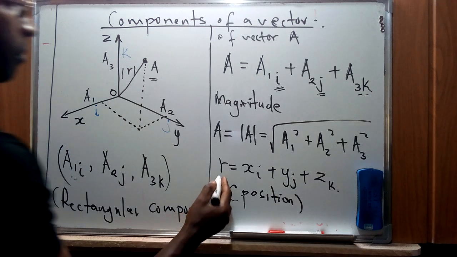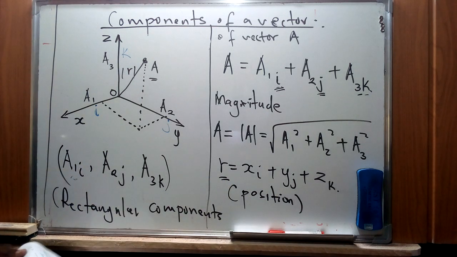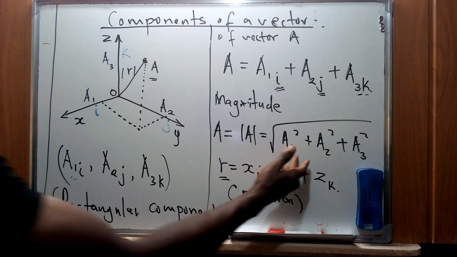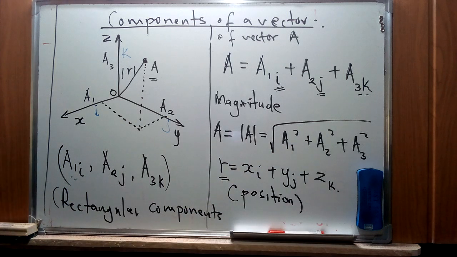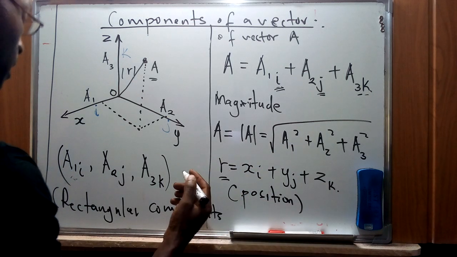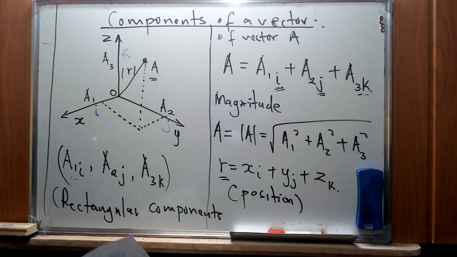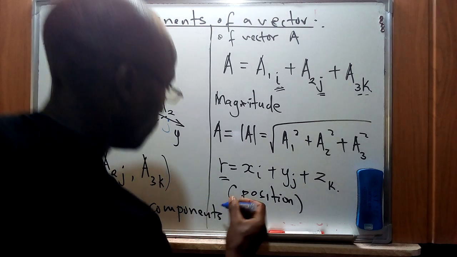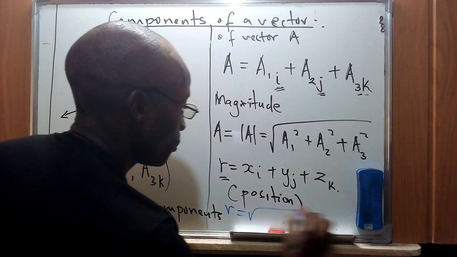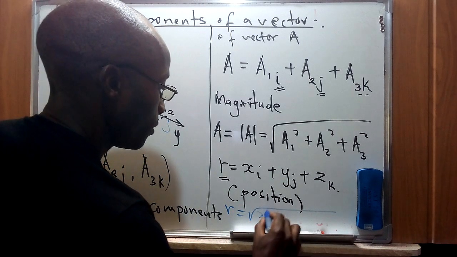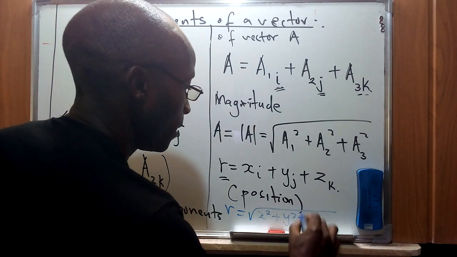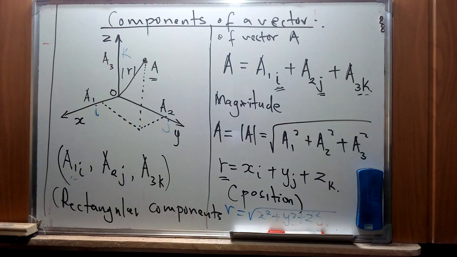This one can as well be represented in the form of a magnitude, by trying to find out that R. For r as well, it will be represented as the square root of x squared plus y squared plus z squared. So that will be the magnitude of r.